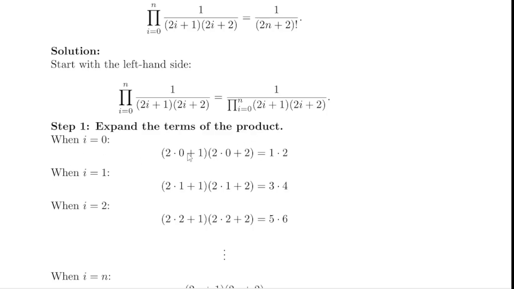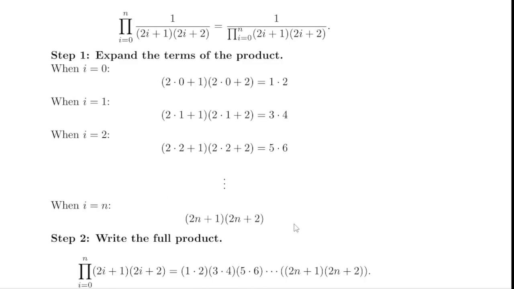In the denominator, that's just going to be 1 times 2. And then when i equals 1, we get 3 times 4. When i equals 2, we get 5 times 6. So if we continue this pattern, when i equals n, we have (2n plus 1) times (2n plus 2).